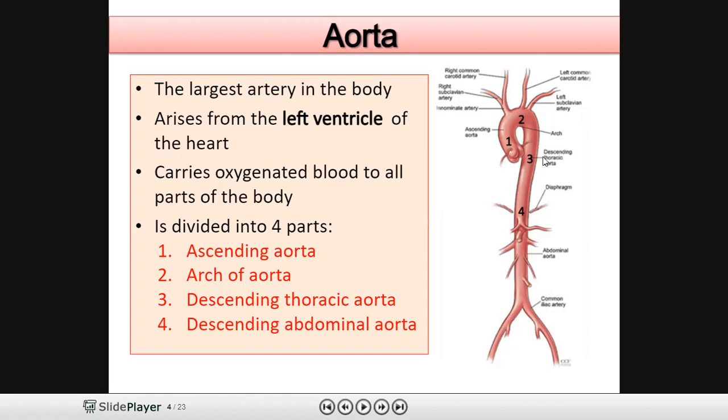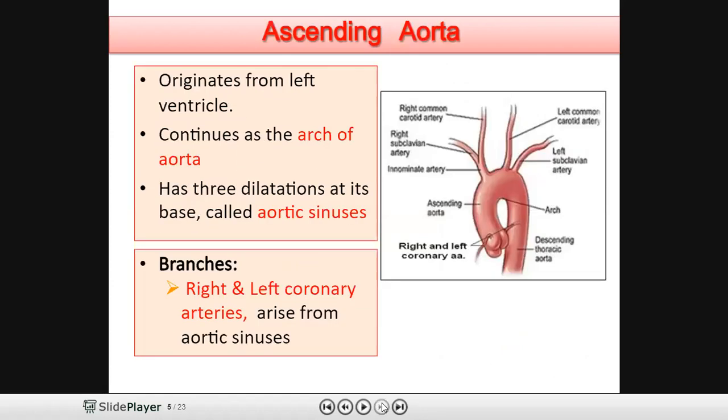And then the descending thoracic aorta also has these branches, which we will discuss. And then the abdominal aorta has branches, which we will discuss, and then the common iliac artery. Good. Now let's start with the ascending aorta.